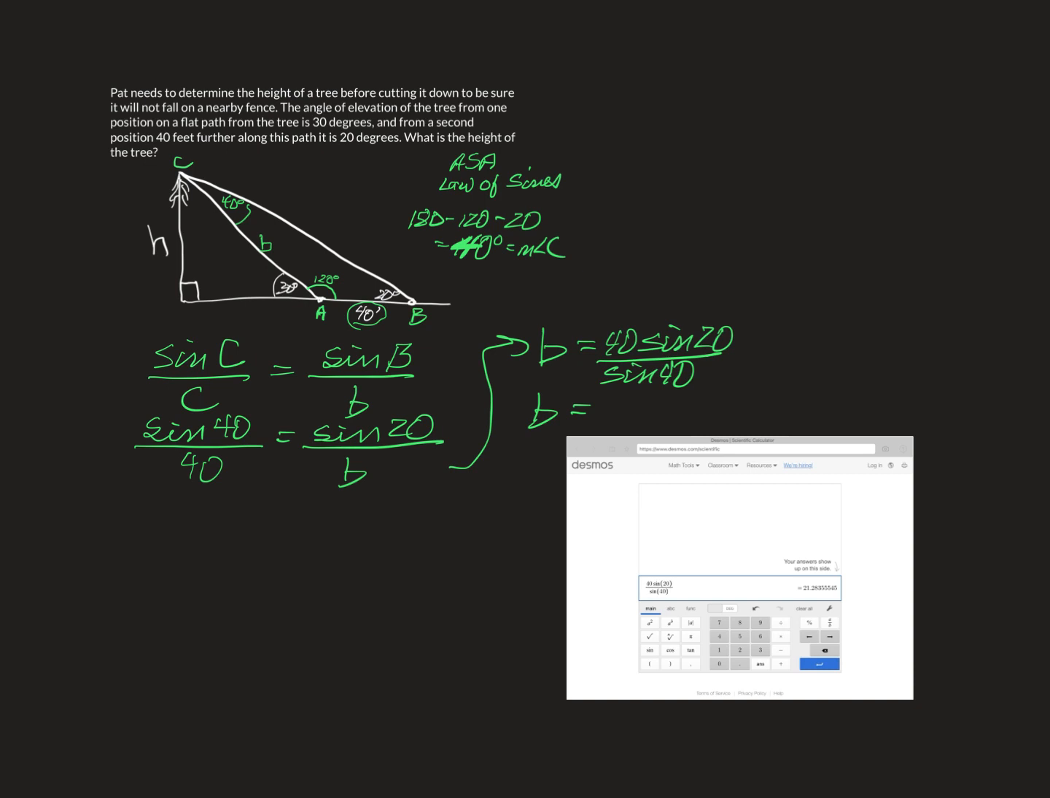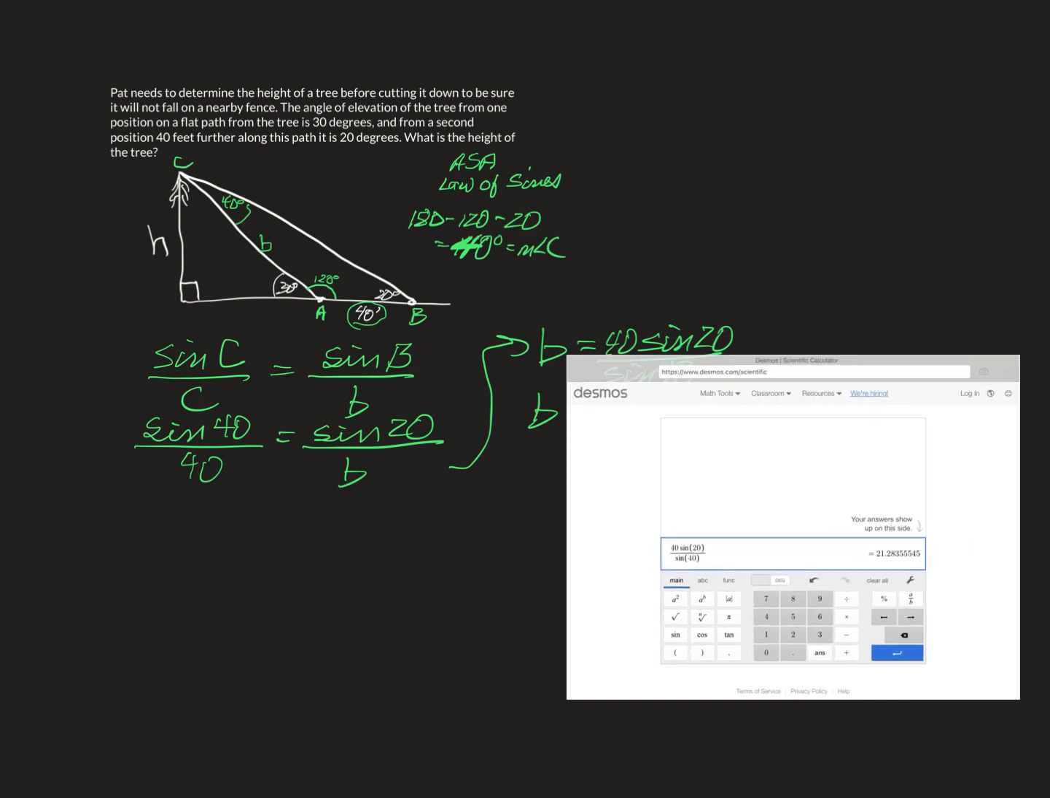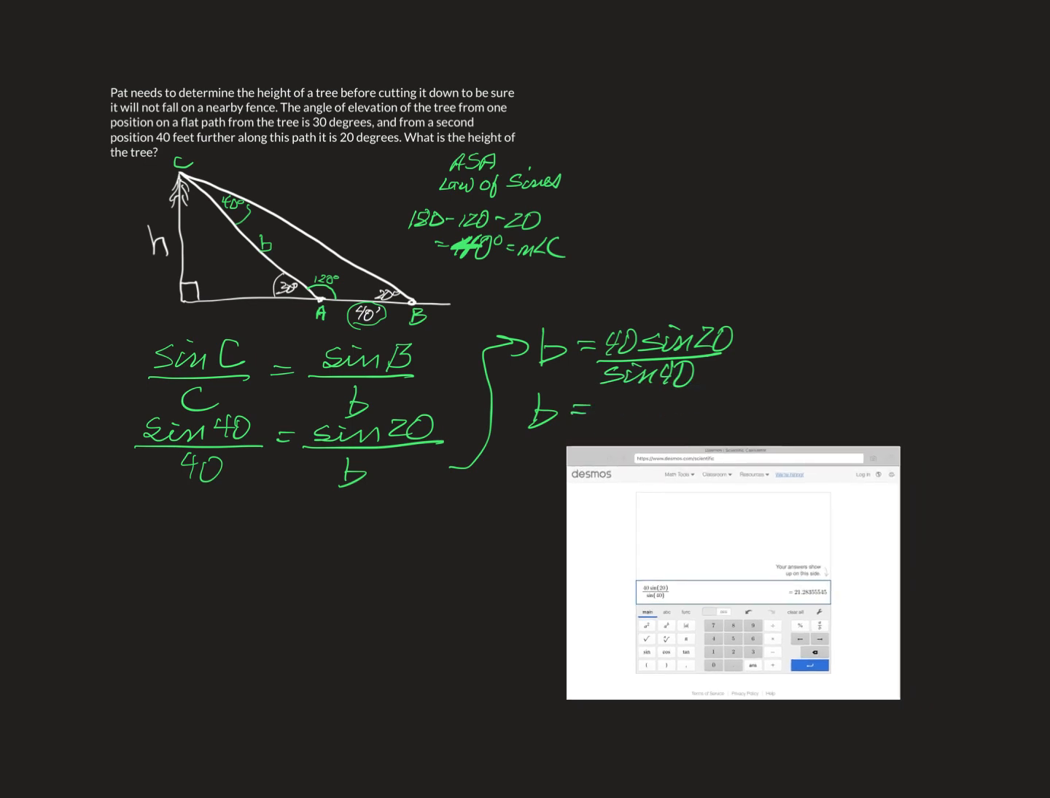It's 21.2835545 degrees, or excuse me, feet. So let's write that down, 21.28. Whoops. So I'll go back to writing it. 21.28. Now that is B, so this is 21.28. Okay?